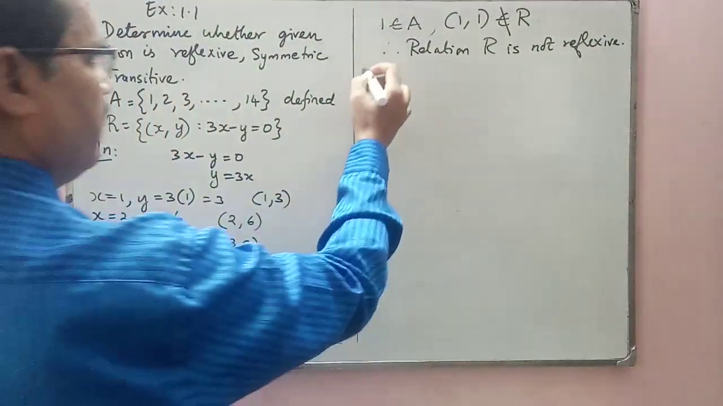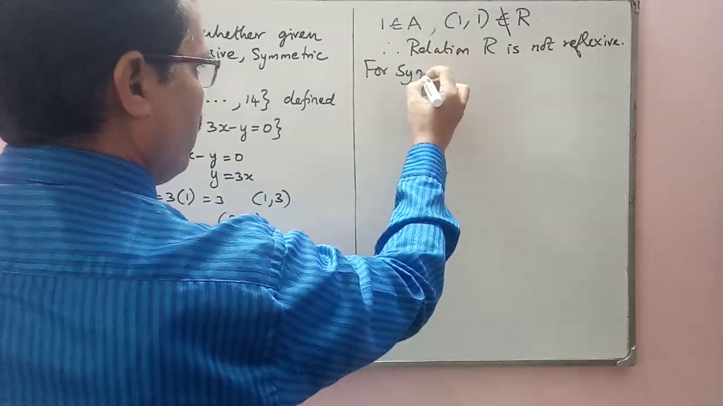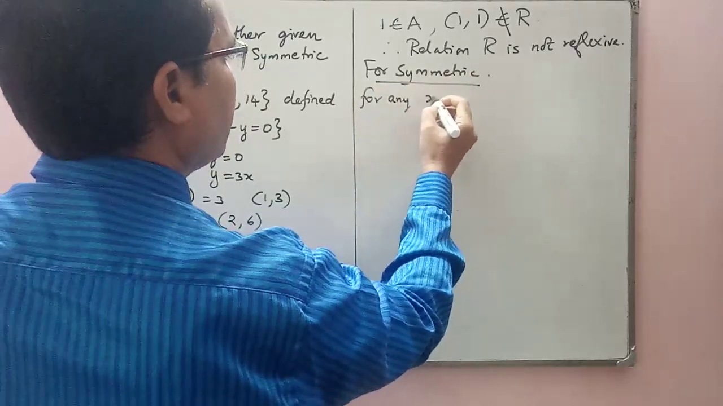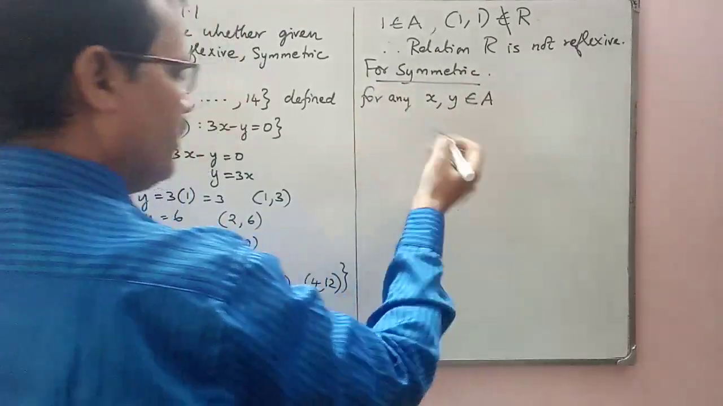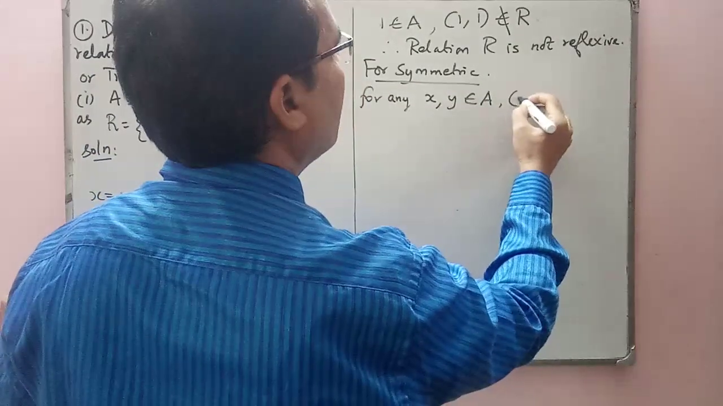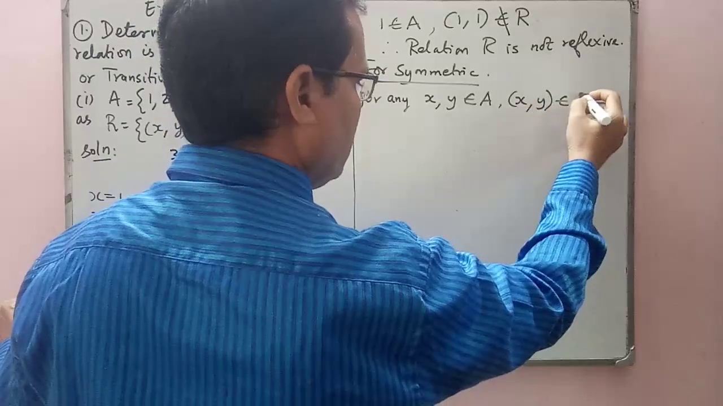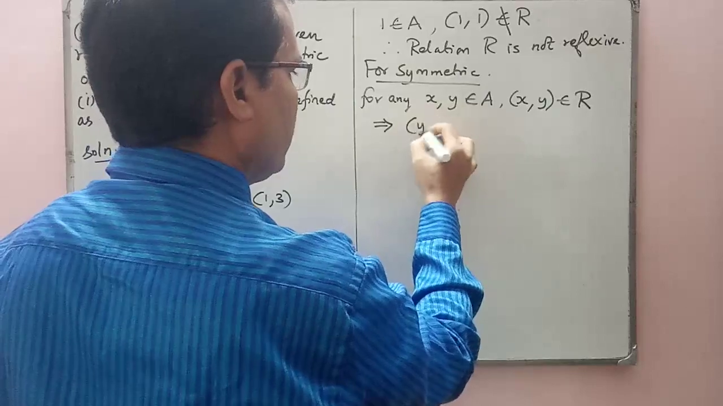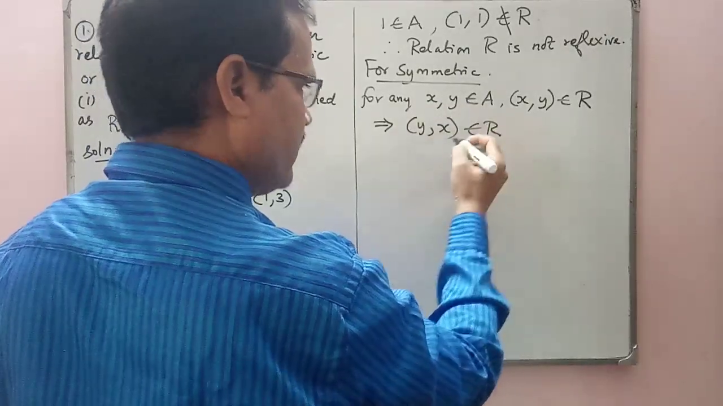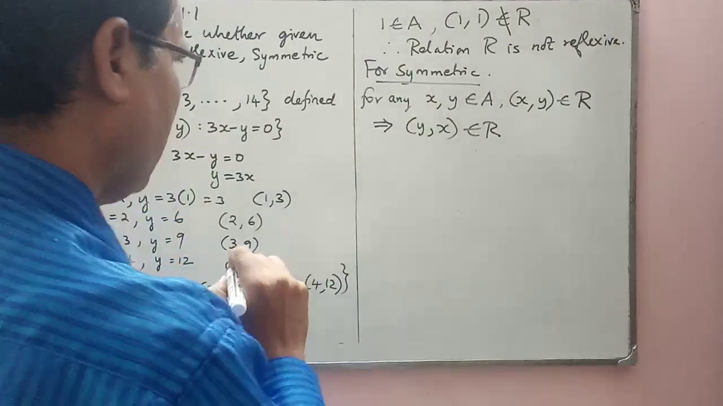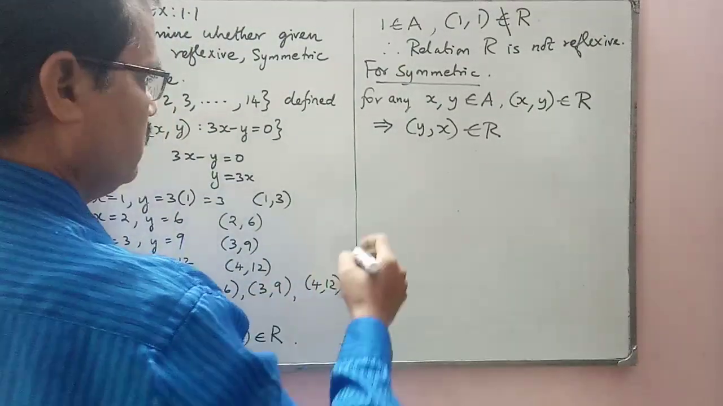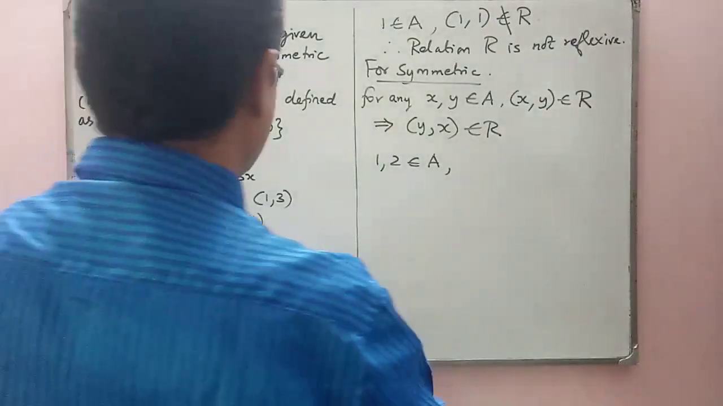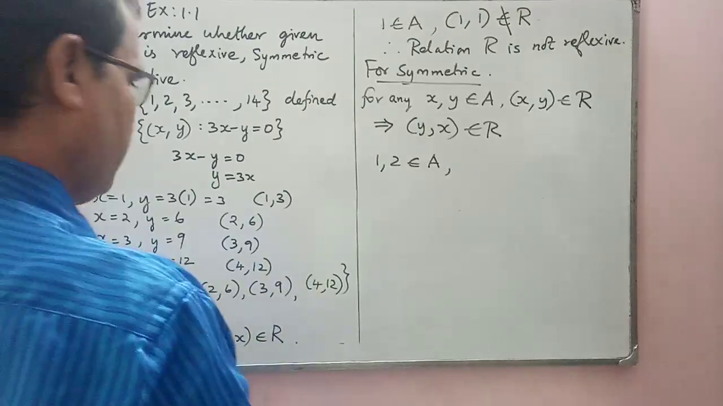Now we'll go for the symmetric. For symmetric, what is the rule? For any x comma y belonging to A, any two elements belonging to A, if the ordered pair x comma y is there in R, then this implies y comma x should also be there in R. If it is there, we'll call it symmetric. So choose any two elements. I'll choose 1 and 2. So 1 and 2 belong to A. I'm checking whether I have 1 comma 2. I don't have 1 comma 2.